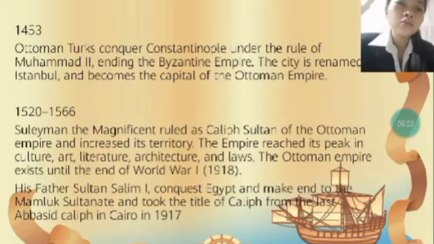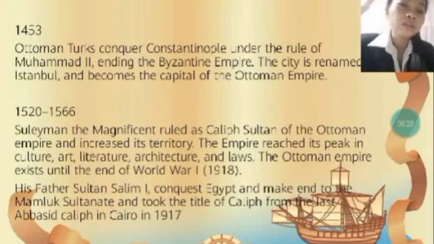From 1520 to 1566, Suleiman the Magnificent ruled as Caliph and Sultan of the Ottoman Empire, and increased its territory. The empire reached its peak in culture, art, literature, architecture, and law. The Ottoman Empire existed until the end of World War I in 1918.